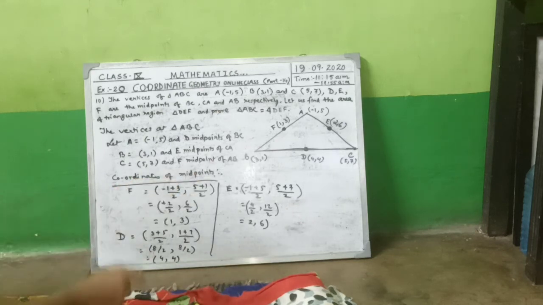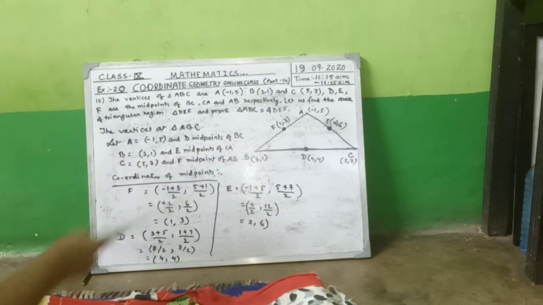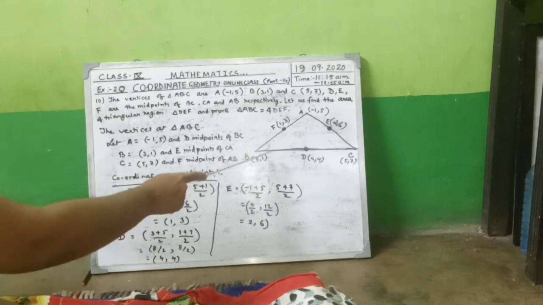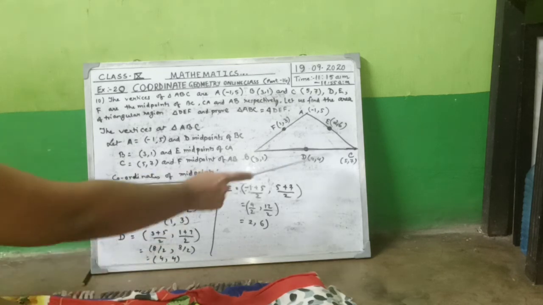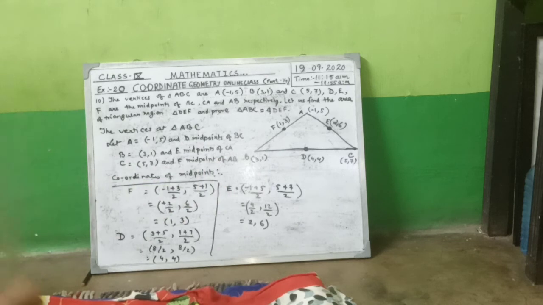First the abscissa, 3 plus 5 divided by 2, and then the ordinate, 1 plus 7 divided by 2. 3 plus 5 is 8, divided by 2. 1 plus 7 is 8, divided by 2. So both answers are 4, 4. Ordinate and abscissa is 4, 4.